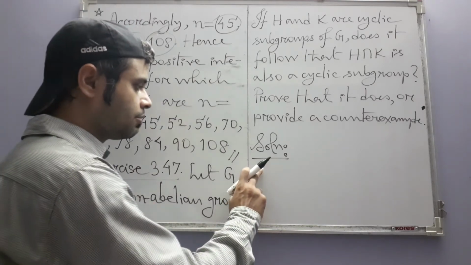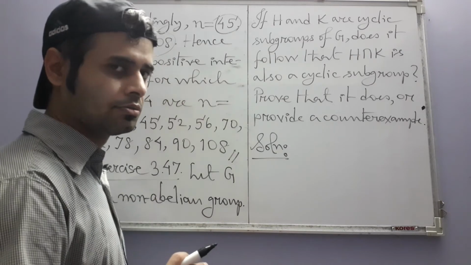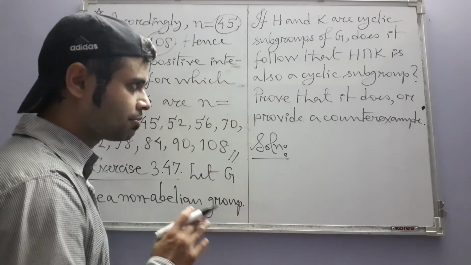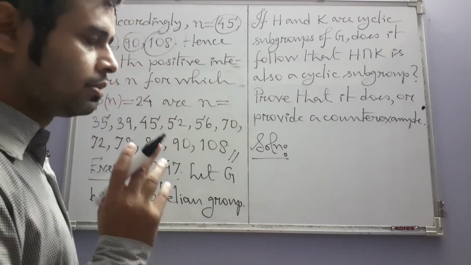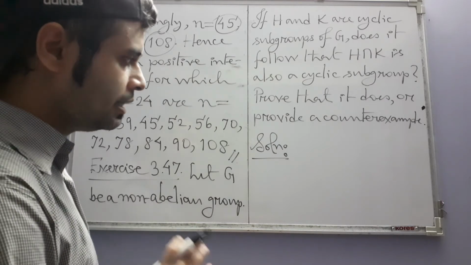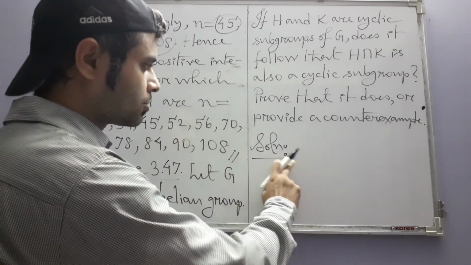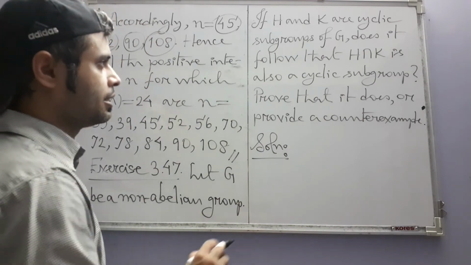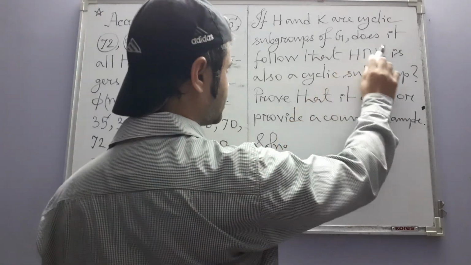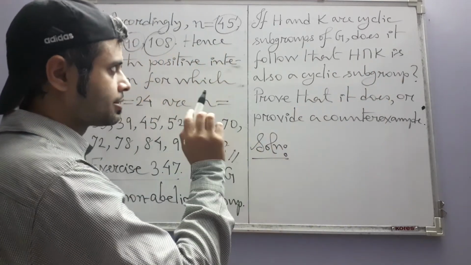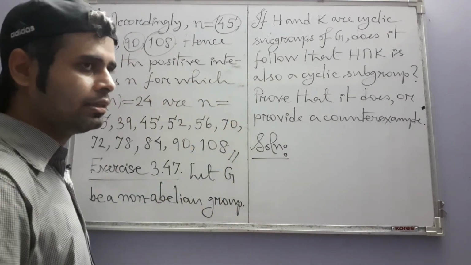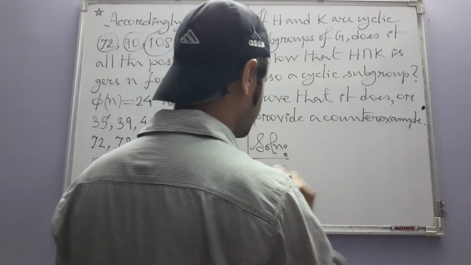So in this solution we have to prove that fact itself, that every subgroup of a cyclic group is cyclic. That general result, although we don't need it here, so what we are going to do is just simply consider H intersection K as a subgroup of H and prove that it is cyclic. So let's just see.